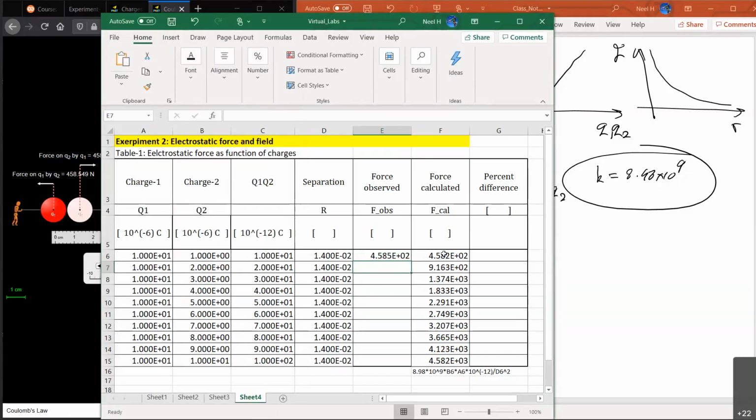You can see my calculated value and the observed value are very slightly off, not much. So I can find the percentage difference: equal sign, absolute value, parenthesis, the difference between these two, close parenthesis, divide by the average of these two, which is the addition of these two, close bracket, divide by 2, multiply by 100.